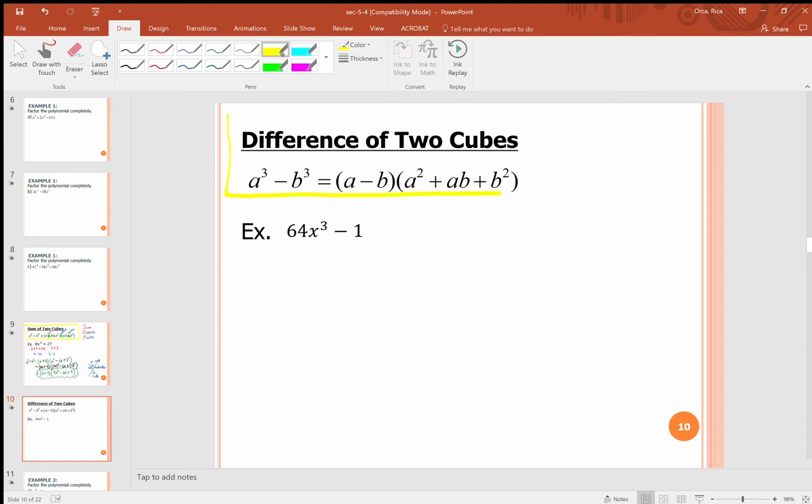Now let's look at a difference of two cubes. This is going to be similar to the sum of two cubes. The only difference is that this time we're subtracting. Difference means to subtract. And like last time, we're going to use the same acronym, SOP, which stands for same, opposite, and positive.